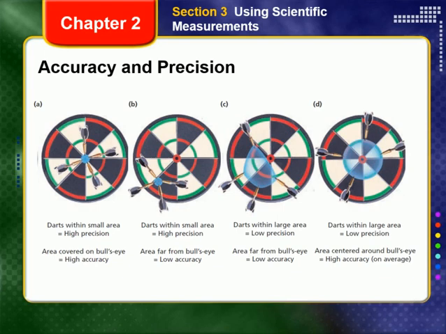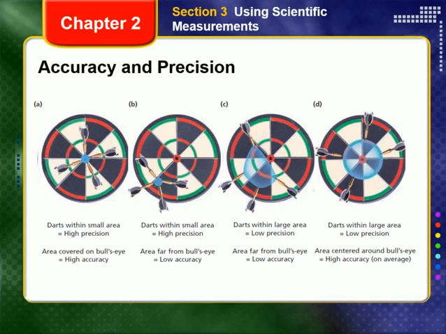A set of darts thrown separately at a dartboard may land in various positions relative to the bullseye and to one another. The closer the darts land to the bullseye, the more accurately they were thrown. The closer they land to one another, the more precisely they were thrown. Thus, the set of results shown in Part A is both accurate and precise, because the darts are close to the bullseye and close to each other.